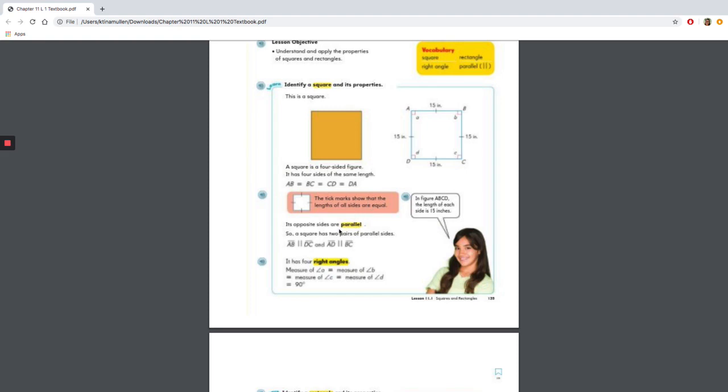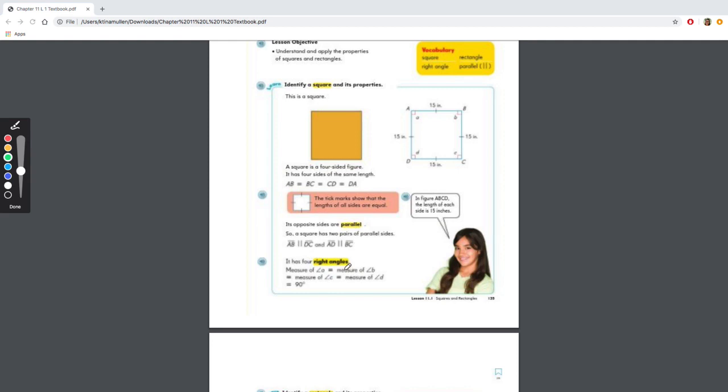Its opposite sides are parallel, which means this side and this side never get any closer together or further apart. Let's mark right here. This side and this side are parallel, like railroad tracks. And then this side and this side are parallel. And then down here it shows you AB is parallel to DC and AD is parallel to BC.